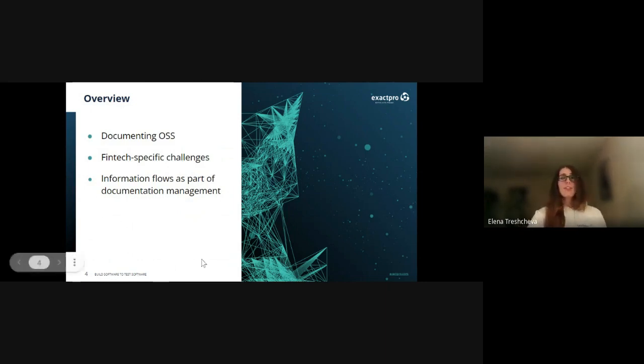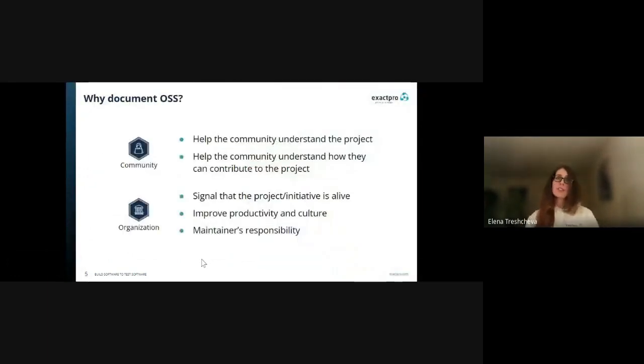Documentation itself, in general, is an important part of the open source culture. There are numerous benefits that quality documentation brings to both the wider open source ecosystem and organizations themselves. From the community side, documentation helps people to understand what you do and how they can contribute. For organizations, constantly updated documentation is a way to communicate that their project is alive. Also, high quality documentation is both an indicator of good culture and high productivity, and at the same time, an important factor that contributes to both.